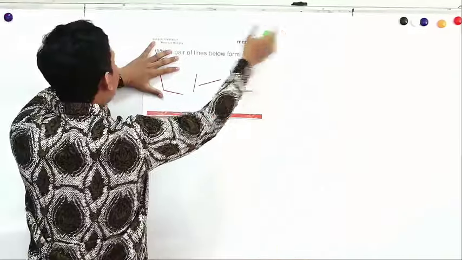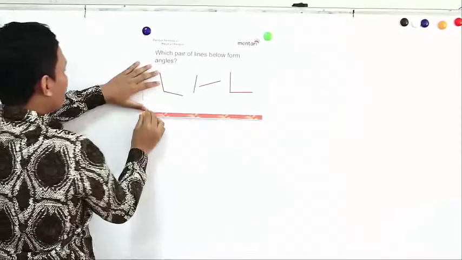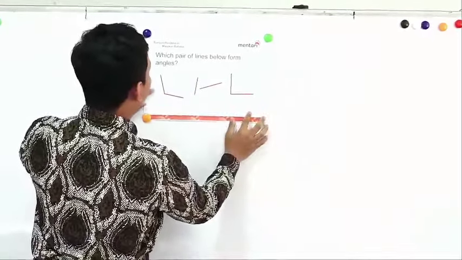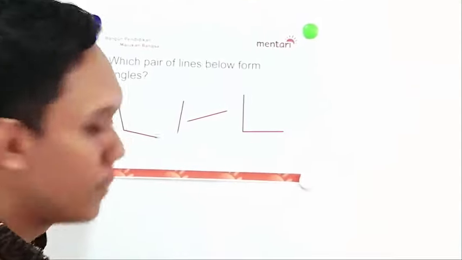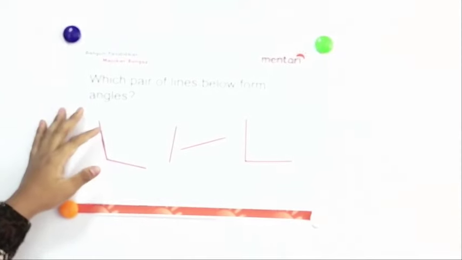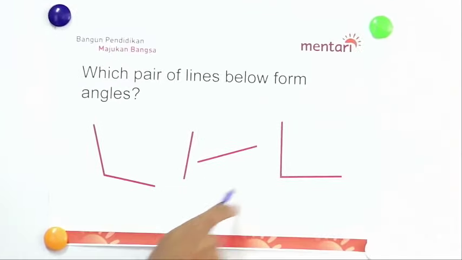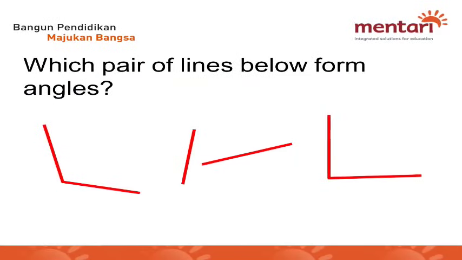So, let's do this practice all together. Which pair of lines below form angles? We have 3 pairs of lines: the first, the second, and the third pair. Now, let's discuss one by one. What do you think? Is it an angle or not?